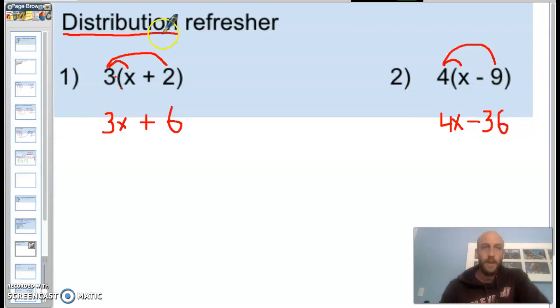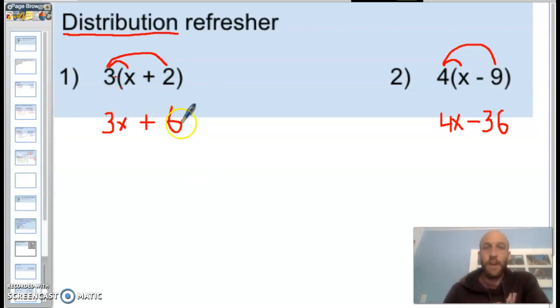There we go. And we know these are expressions. There's no equal sign here. So this is as far as we can go. We can't put 3x plus 6 together. They don't have the same variable. Same thing over here. All right, let's move on.